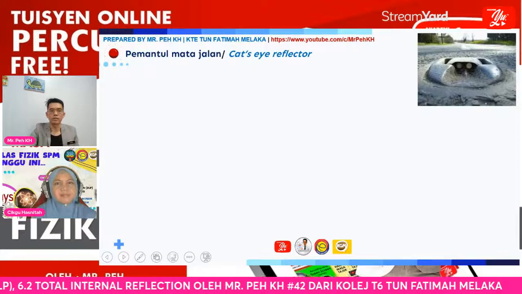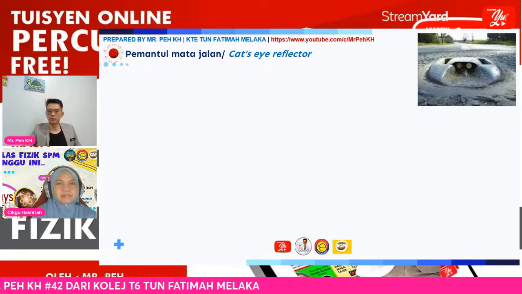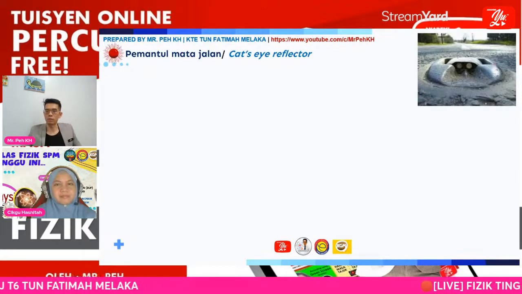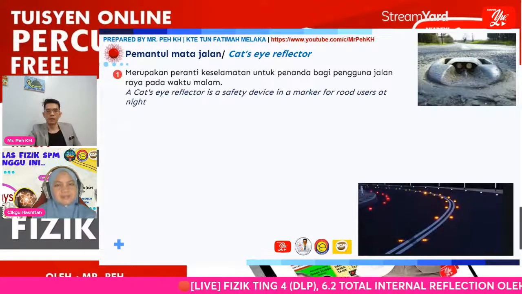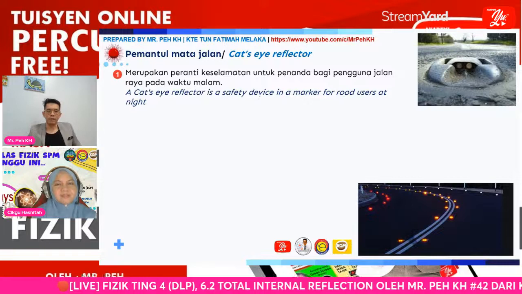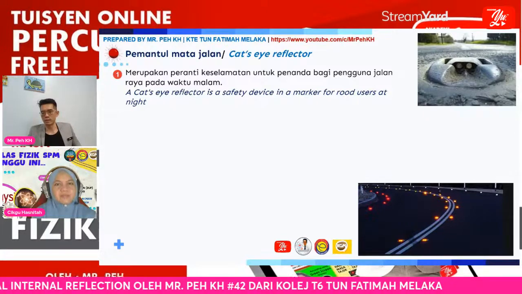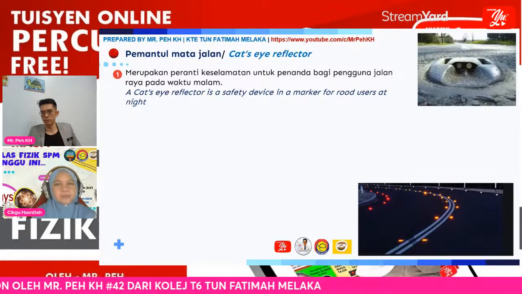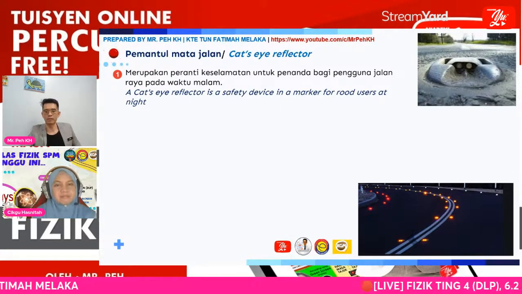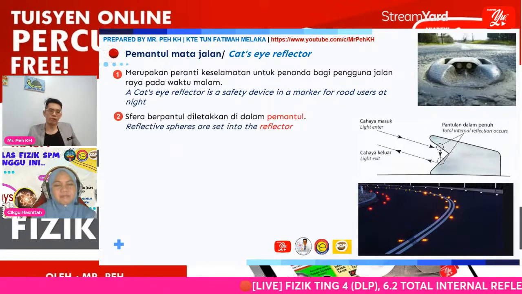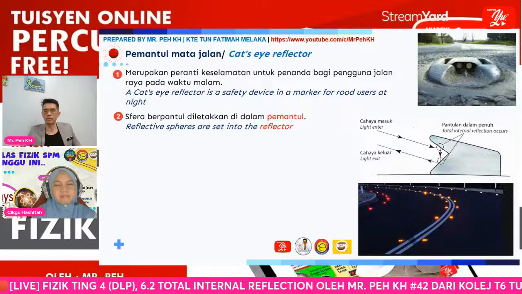Then the next will be the cat's eyes reflector. So this is a cat's eye reflector, which you can commonly find on the surface of the road. A cat's eyes reflector is a safety device that marks the road for road users at night. You can see this is a sample picture. You can get cat's eyes reflectors on roads. The reflective spheres are set into the reflector, like in this figure.